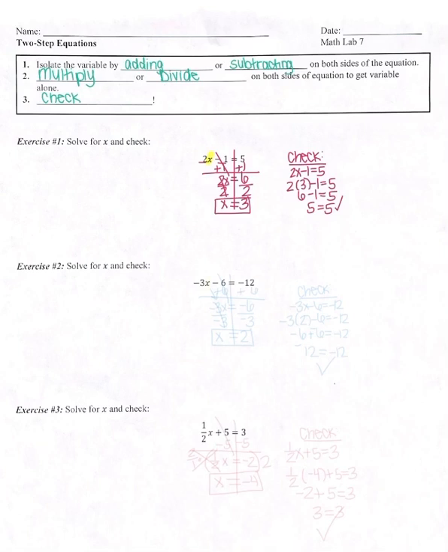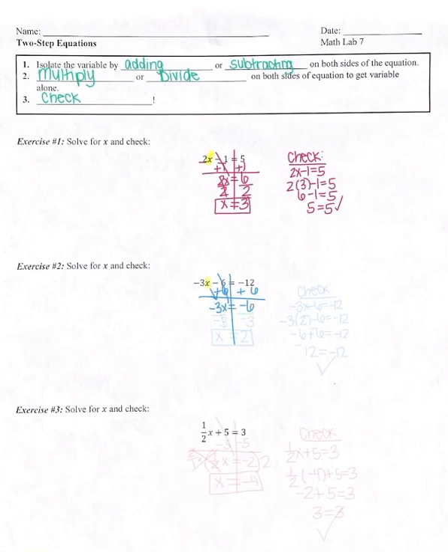Exercise 2, same idea. The first thing we want to do is draw that line down the equal sign. We're looking to get the x by itself. We want to move whatever is farthest from x first, which is the minus 6. The opposite of minus 6 is plus 6. So what we do to one side, we do to the other. So now the 6's cancel out, and we are left with just negative 3x equals negative 12 plus 6 is negative 6.